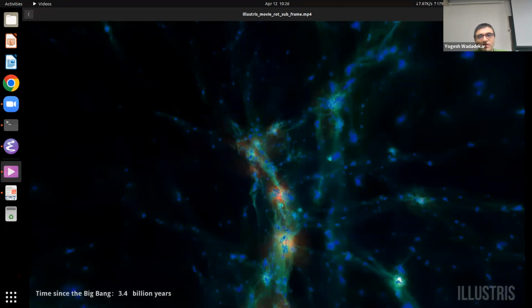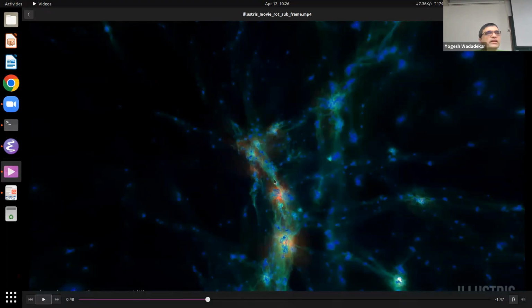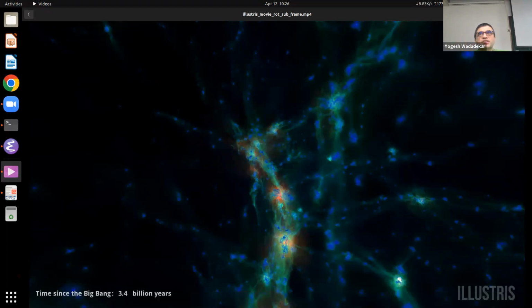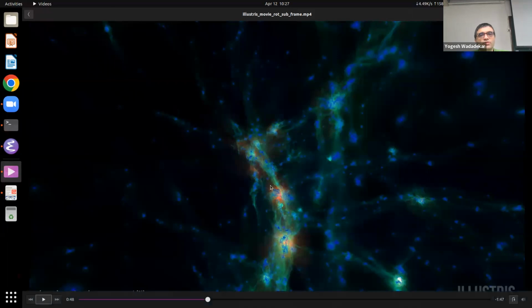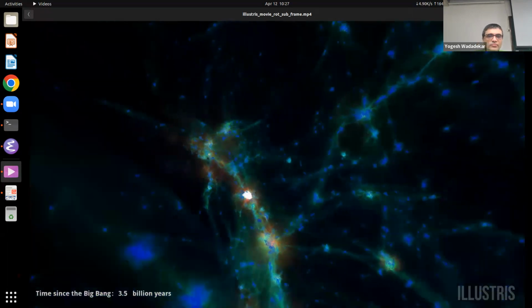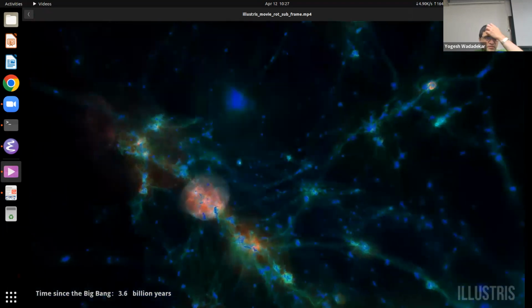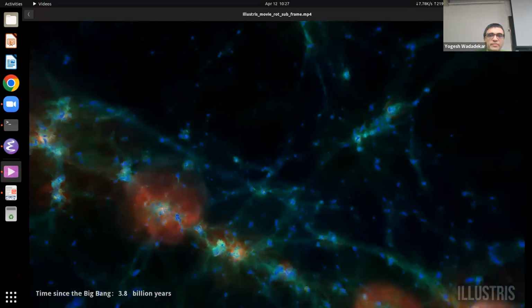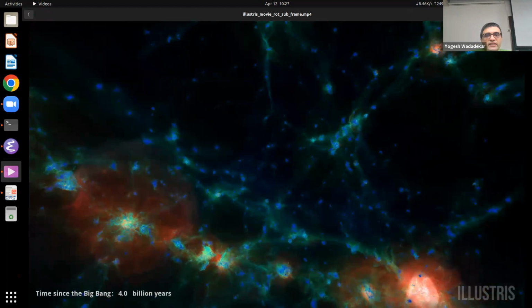And what you will see as time goes on is that this green colored gas changes color and becomes magenta. And that magenta color represents high metallicity gas. So the green one is low metallicity gas, and magenta represents high metallicity gas. Now we are about 3 billion years after the Big Bang, and the star formation rate is stepping up.